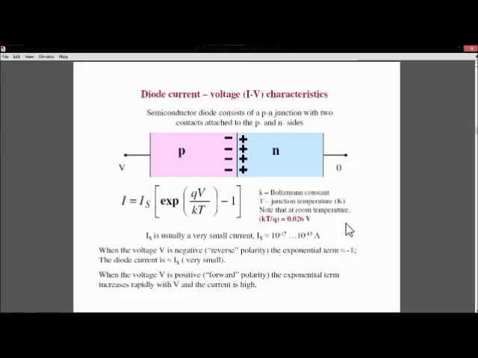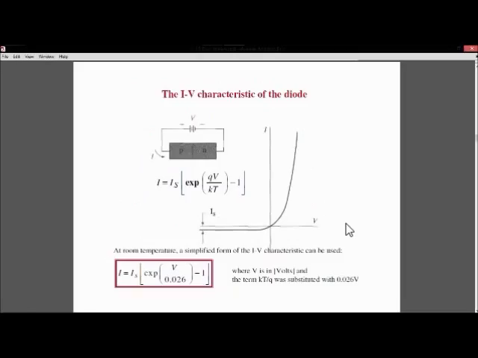And the value of Is, that is the saturation current, which is very small, is nearly equal to 10 to the power minus 17 to 10 to the power minus 13 ampere. When the voltage V is applied in the forward polarity, the exponential term increases rapidly with the voltage V and the current is very high in this case. Now this is the IV characteristics, the current voltage characteristics of the diode. The first quadrant shows the forward biasing of the diode, that is the active region, and the third quadrant shows the reverse bias condition.